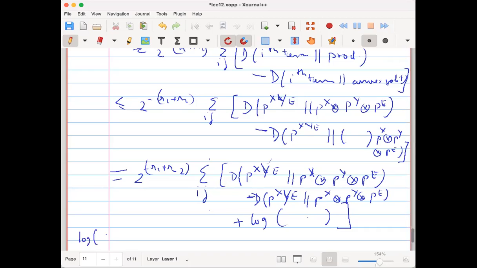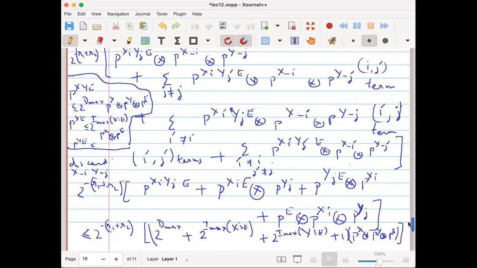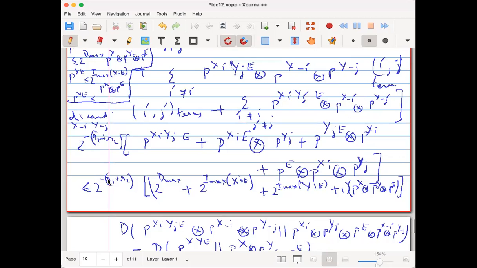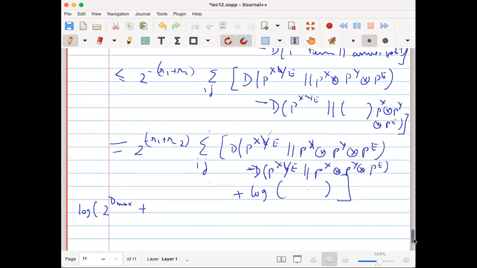Okay, so let me write log of, so the scale factor was 2 to the D max. Okay, I think I wrote the scale factor. So the scale factor was this in brackets divided by 2 to the minus R1 plus R2. So yes. So this was 2 to the I max of X colon E plus 2 to the I max of Y colon E plus 1. Okay.